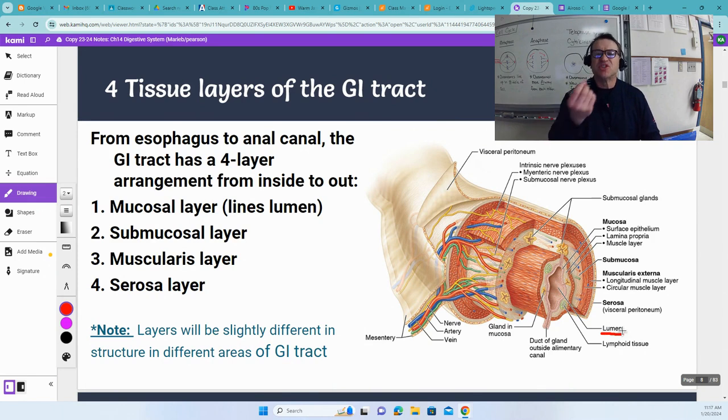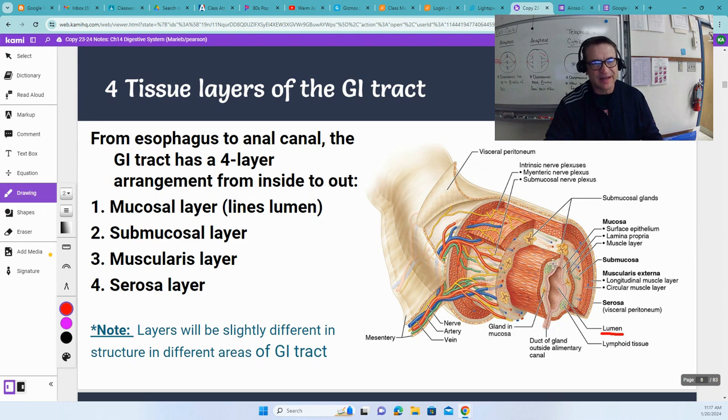Remember, when you ingest food, ingestion, you put food in your mouth, you chew it up, you mix it with saliva. Once you swallow it, that's now called a bolus. And that bolus, once it exits the stomach, is no longer a bolus, now it's called chyme. So the food or the chyme or the bolus is going to travel through this tube called the lumen.